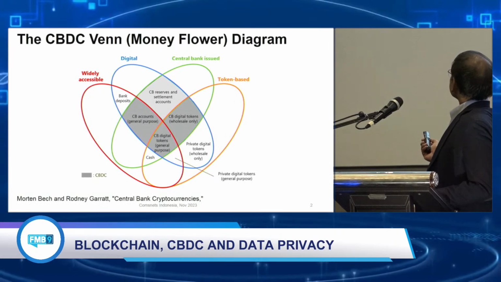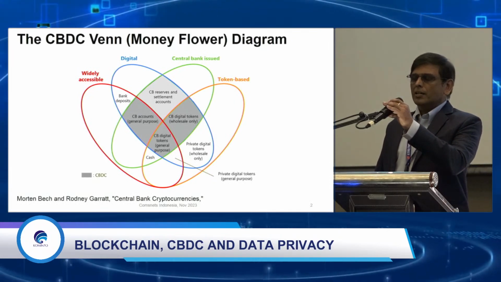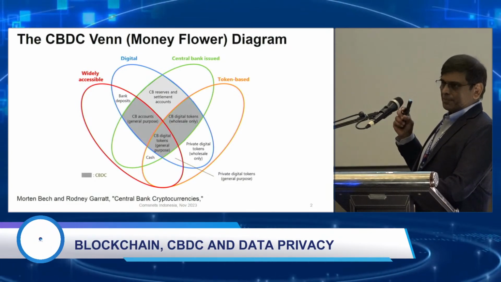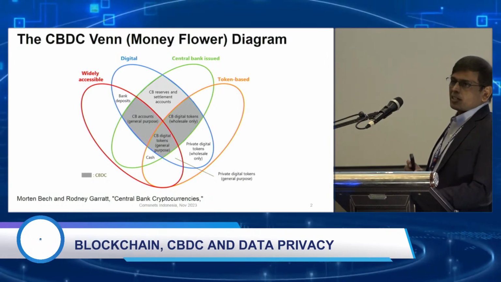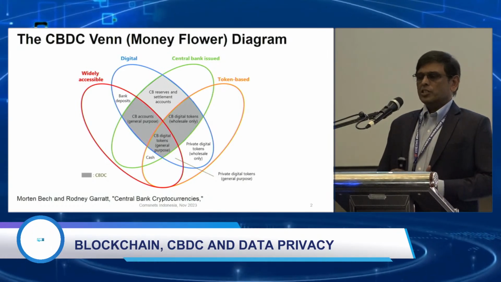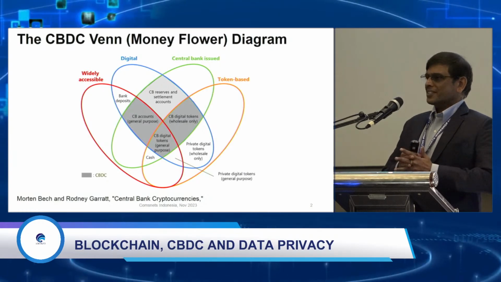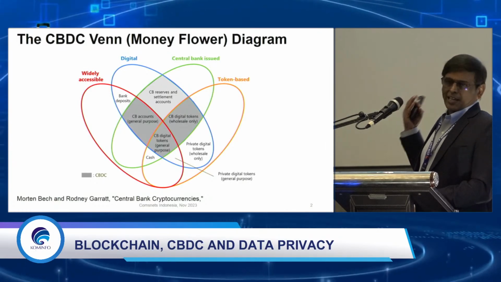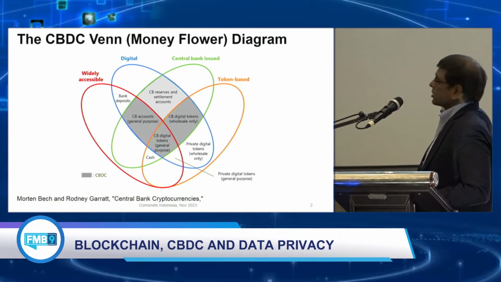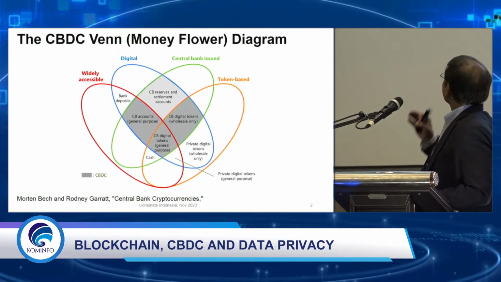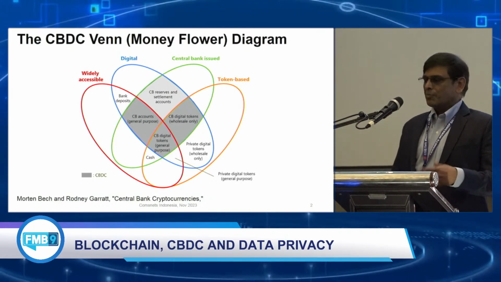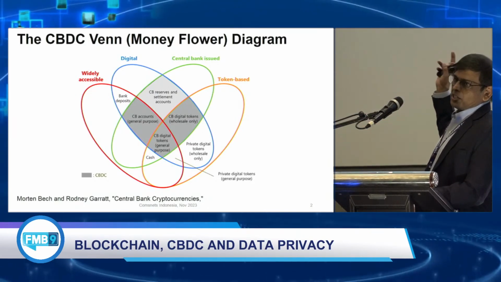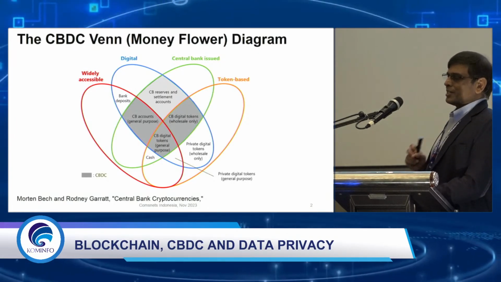Okay. So how does one understand central bank digital currency, CBDC? This diagram, which is also called the money flower diagram, a Venn diagram, explains CBDC in a very nice way. When you say central bank digital currency, clearly there are two words there, central bank and digital. So those are necessary things. You have currencies which are not digital, like cash, for example, and you have currencies which are digital. And whether it is issued by a private agency, like Bitcoin, for example, or is issued by a central bank. So the intersection of central bank and digital basically defines CBDC.